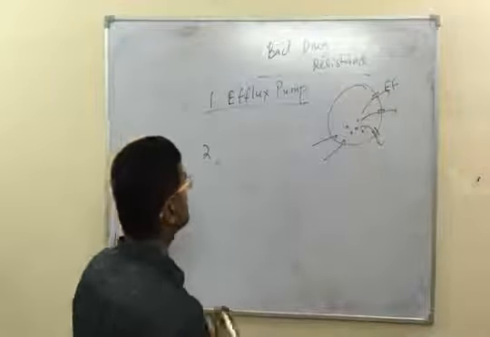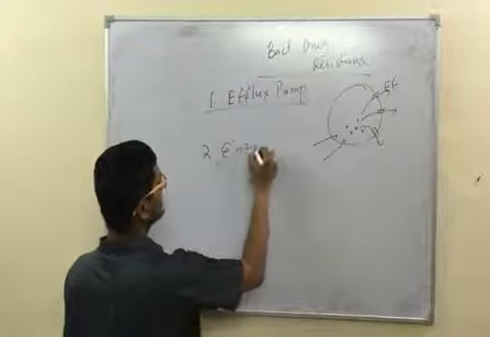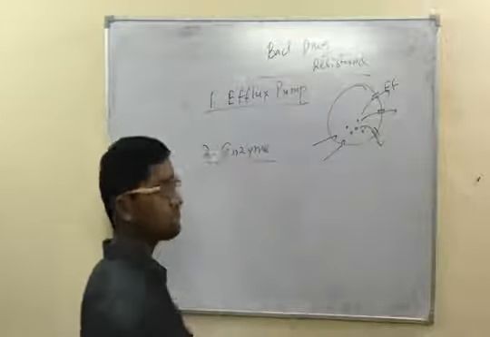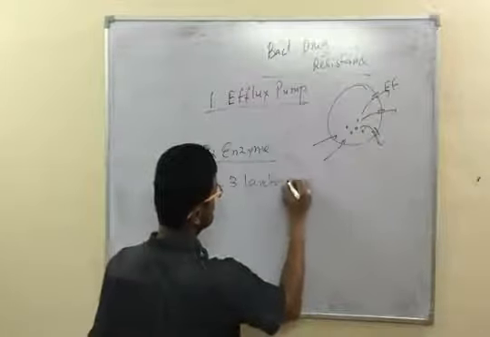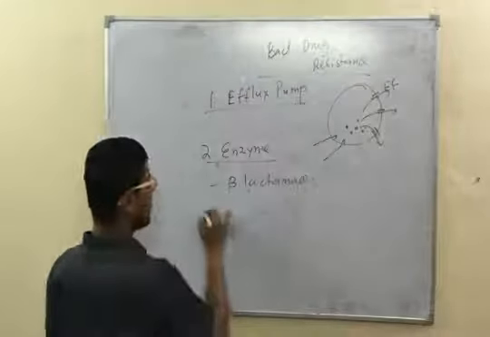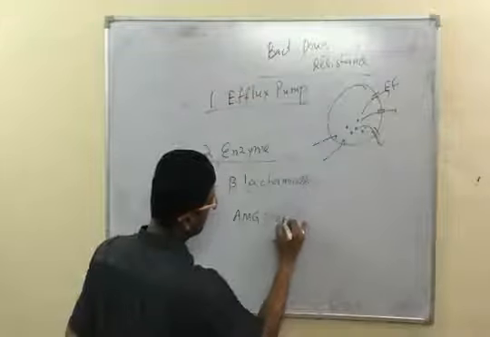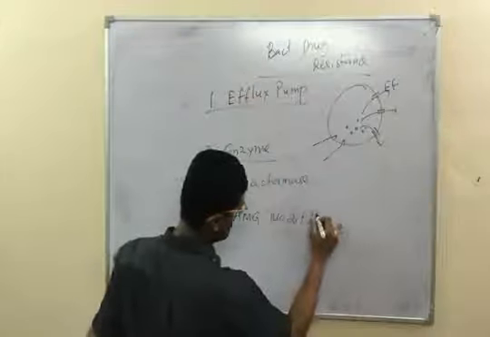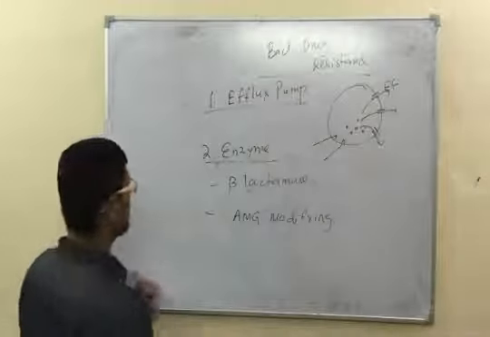The second mechanism is by producing various enzymes, for example beta-lactamases, or aminoglycoside modifying enzymes.